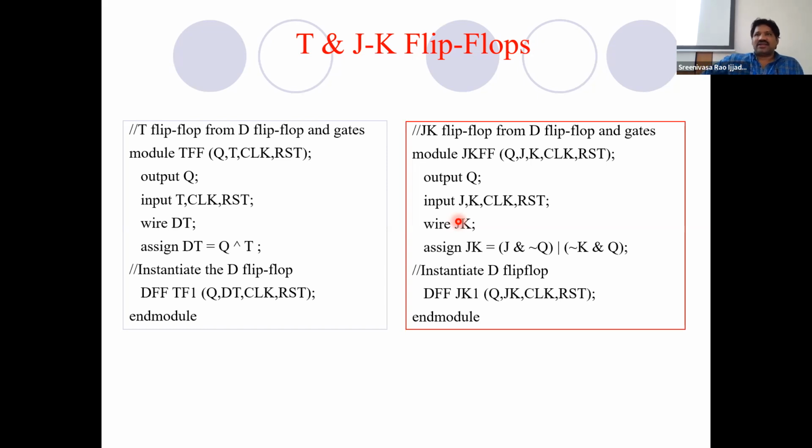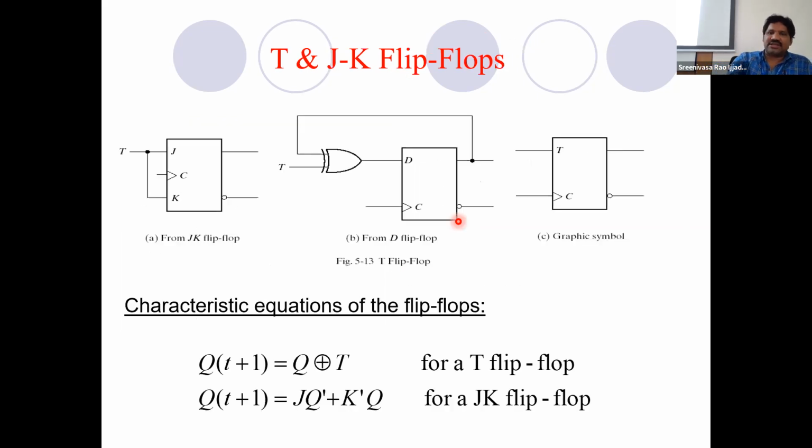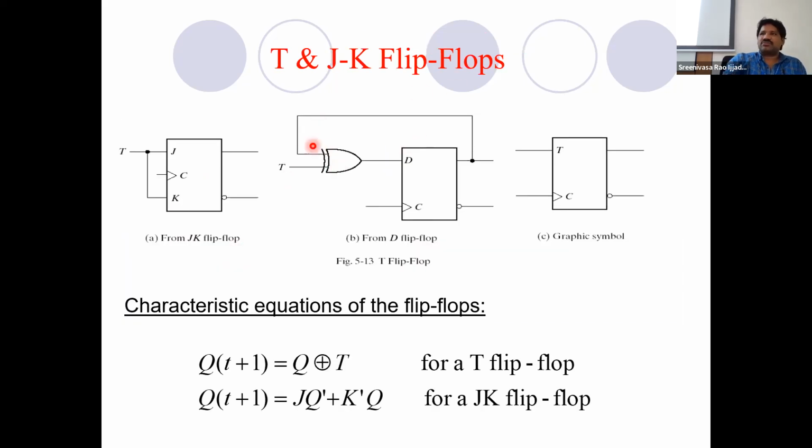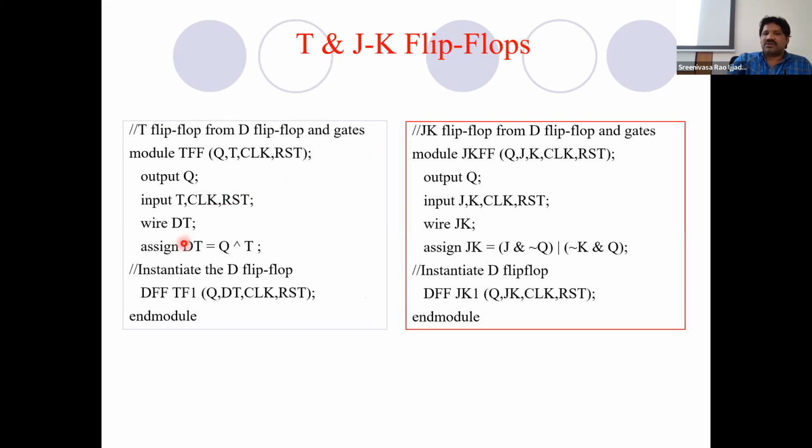Wire DT. A wire is required, and we will see why. Here, this signal is a wire, because we are talking about this and this and this only, not this one. If you take this whole block as one block, then this is the intermediate signal. That's why one wire is required. This is the wire DT. So assign DT equal to what? What is this output? The XOR of these two, T and Q. So assign DT equal to Q exclusive-OR T.